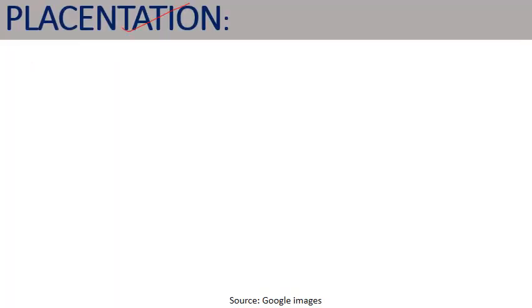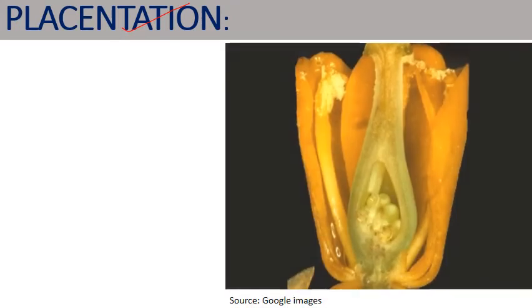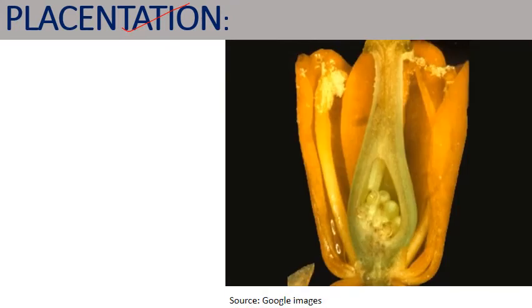Next comes placentation. So what is placentation? It is the arrangement of ovules on the wall of ovary with the help of a cushion-like parenchymal structure, which is known as placenta. And this phenomenon of arrangement of ovules through placenta on the ovary wall is known as placentation.